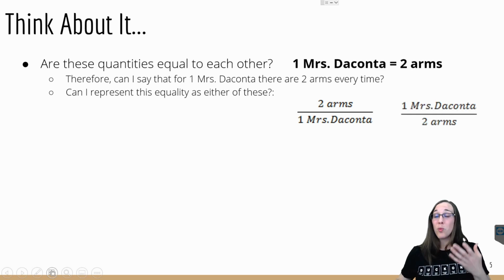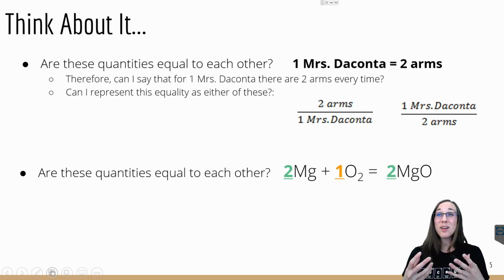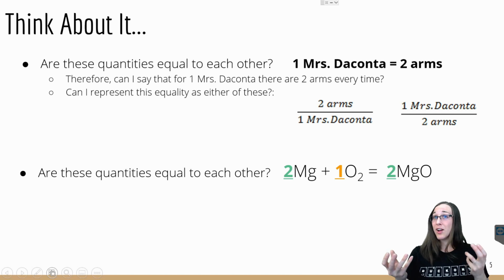Mrs. Duckonta will always possess 2 arms. So this ratio is true no matter which way I write it. Likewise, when I take a chemical equation and replace the reaction arrow with an equal sign, I could say, okay, what about 2 Mgs, 2 magnesiums, reacting with 1 oxygen? Is that equivalent to 2 MgOs? Are those quantities equal to each other? Everything on the reactant side equal to what's on the product side?